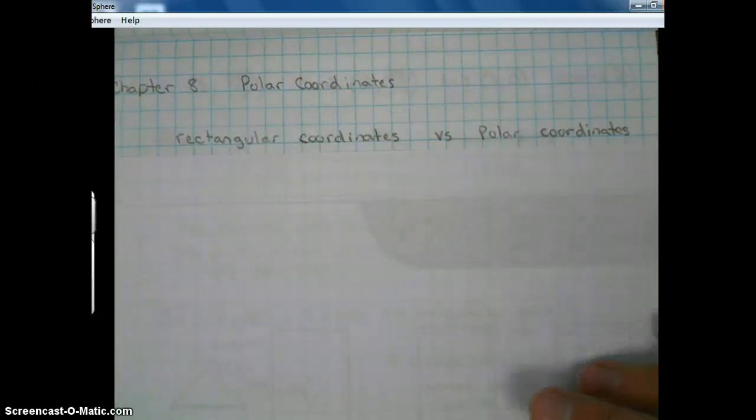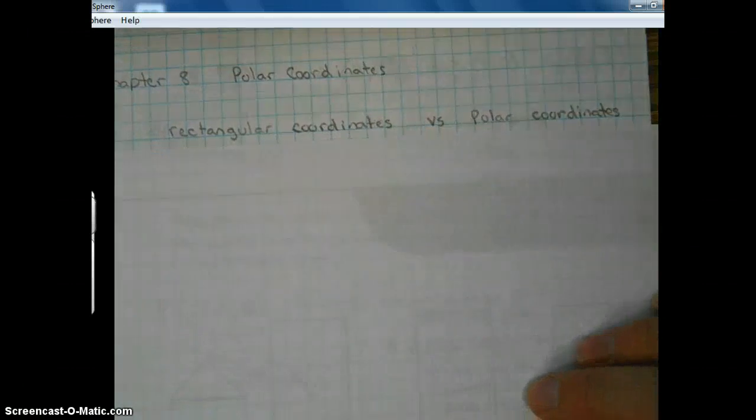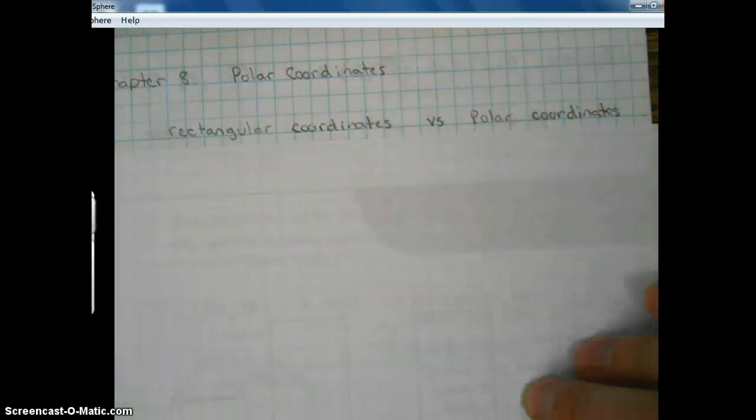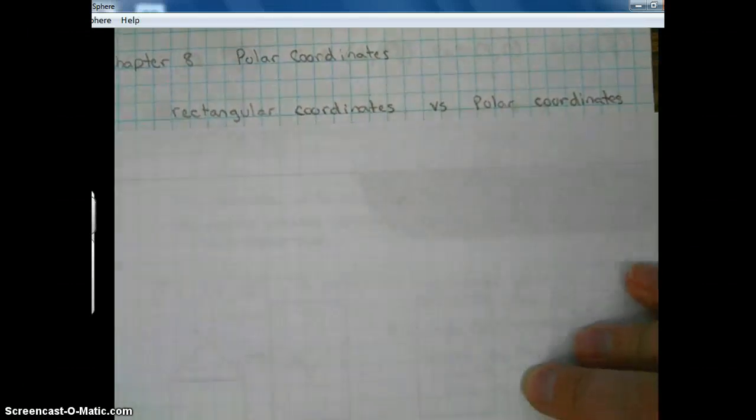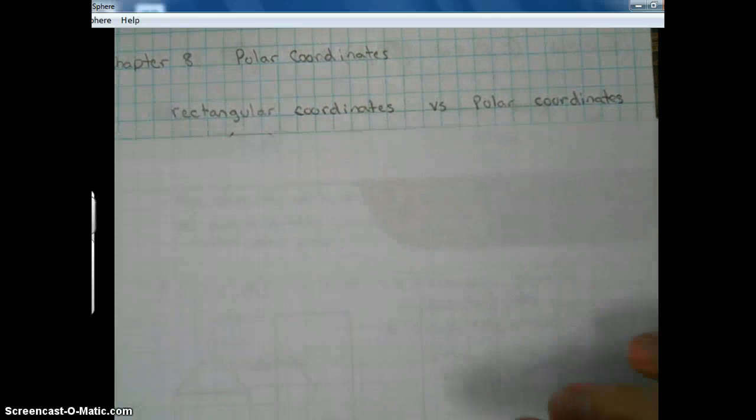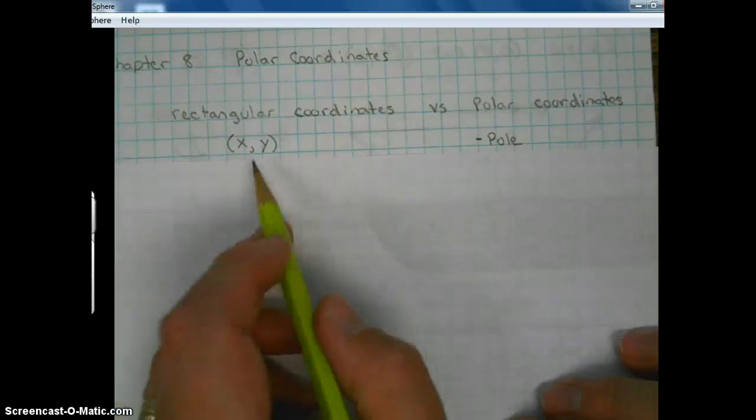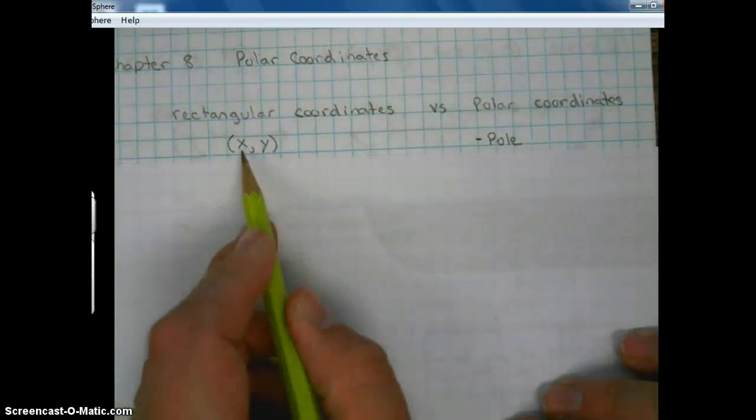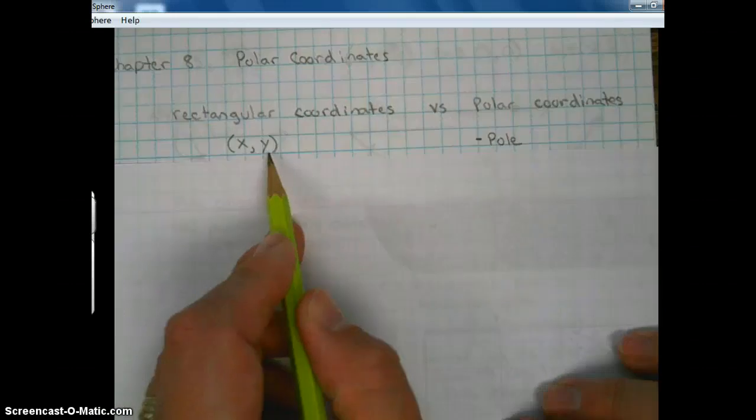Alright, polar coordinates. First thing we're going to discuss is the difference between rectangular coordinates and polar coordinates. First, rectangular coordinates is what we're familiar with. We have the x-coordinate and the y-coordinate.